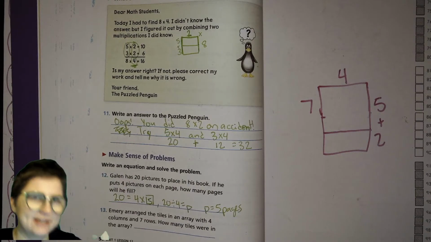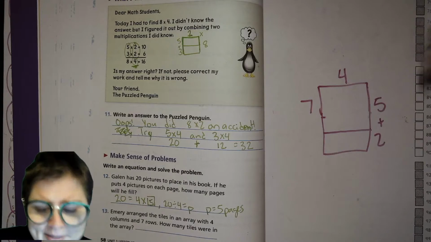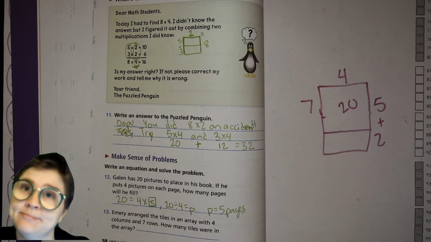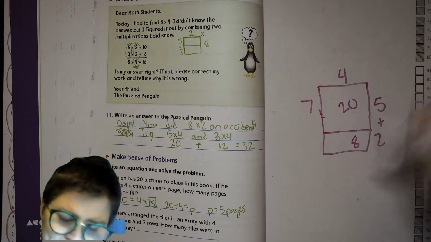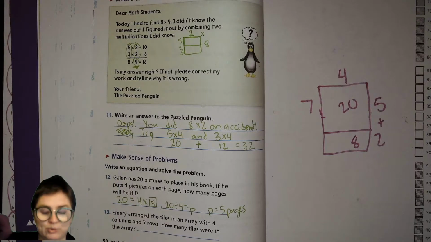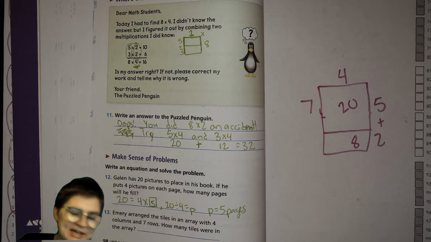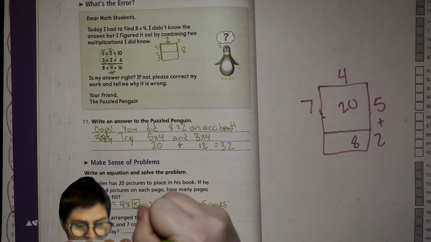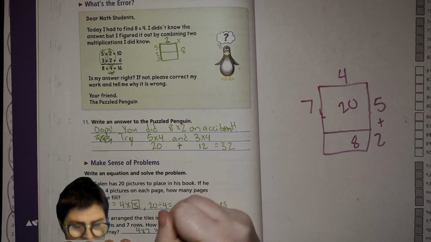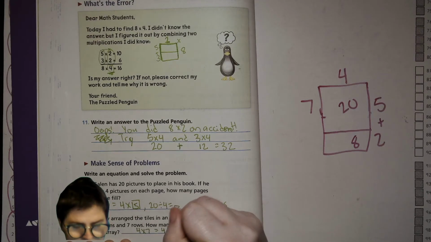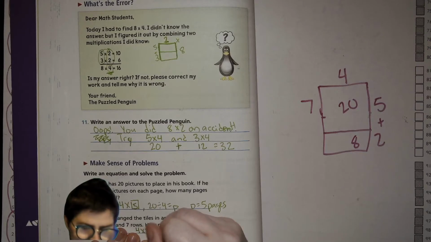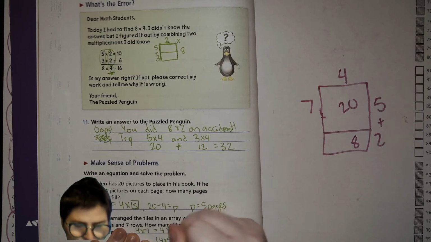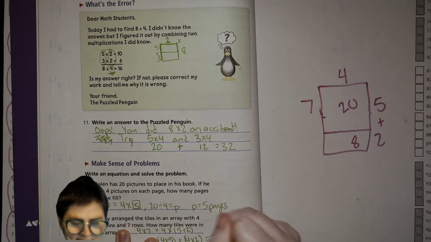Now, we've done this like a million times. 4 times 5 is what? 20. And then 4 times 2 is what? 8. So 4 times 7 is what? 20 and 8 together, which we call 28. So 4 times 7 equals 4 times 5 plus 2, which you could also rewrite as 4 times 5 plus 4 times 2, and that equals 28.